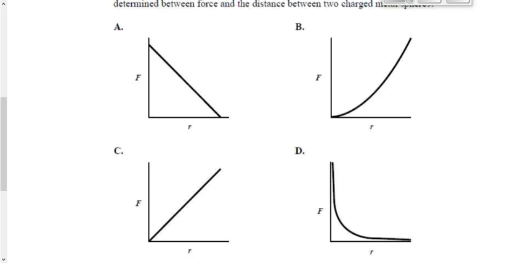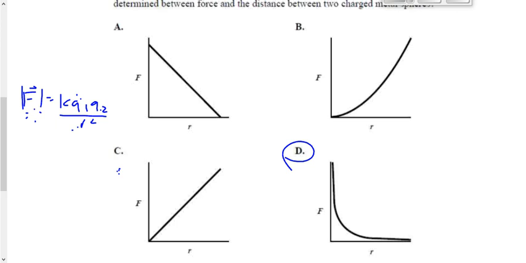The easiest way to tackle it is to write down the equation. We know the equation is KQ1 Q2 over R squared. If we're looking for the relationship between F and Q1, that's a linear relationship, so the answer would be C for that. F and Q2, same thing. But F and R, we know that's an inverse square relationship, so the answer is for sure D for that.